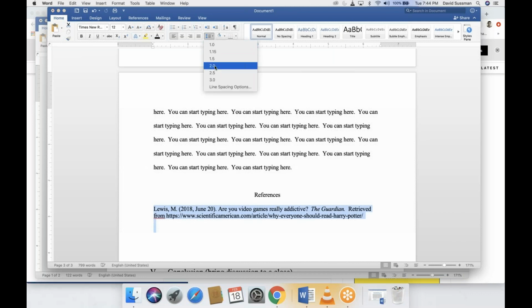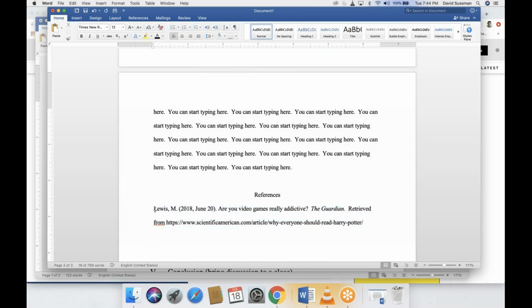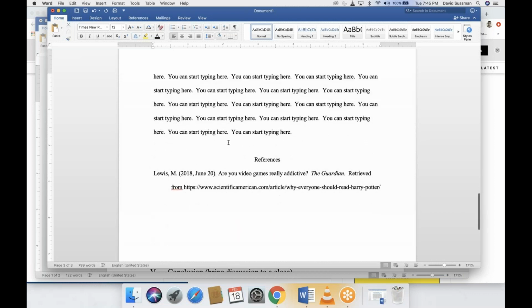It should be double spaced. And then we don't indent the first line, but if it goes down to a second or third line, we do. So we just grab that bottom hourglass, slide it, boom. Okay. So again, easy peasy.